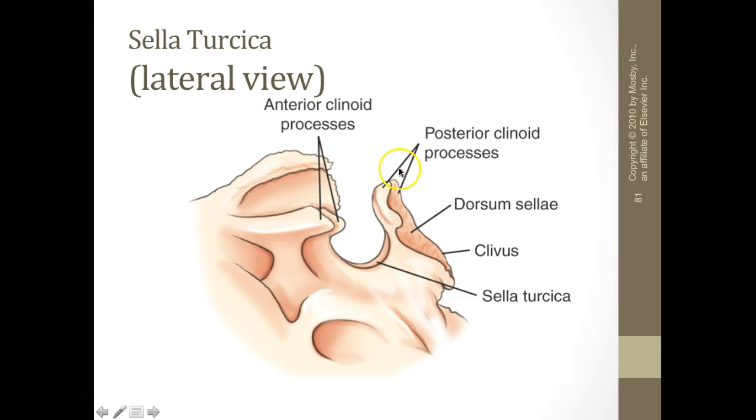Here is your Sella Turcica magnified. So we have your anterior clinoid processes. You have your posterior clinoid processes, and these kind of point backwards. So posterior, pointing backwards. Dorsum sella, clivus, Sella Turcica.